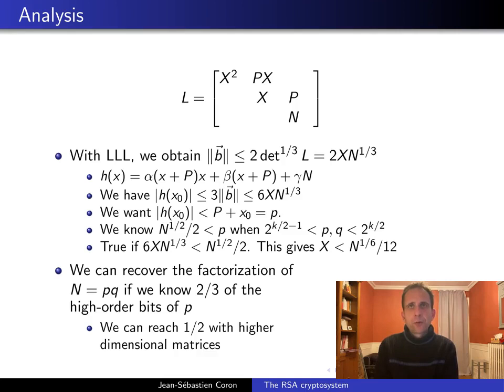So the analysis is as follows. We want to determine which fraction of the prime integer p we can recover, and so which fraction must be known.